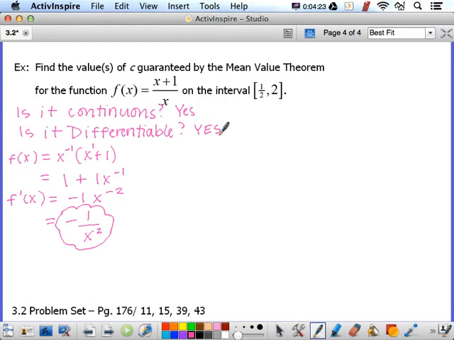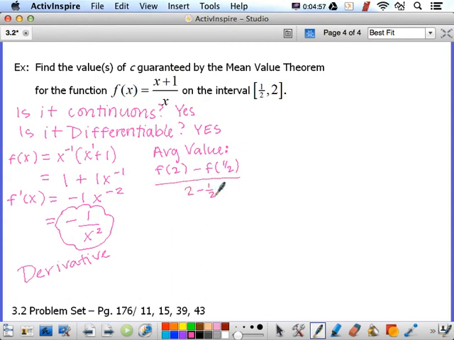Alright, in order to find the values of c guaranteed by the mean value theorem, I have to take the derivative and set it equal to the what? Average value, or the slope between those 2 points. So here's our derivative. Now we just need the average value. Okay, so that's going to be f of b minus f of a all over b minus a, which is 2 minus 1/2. So f of 2 gives me 3/2.